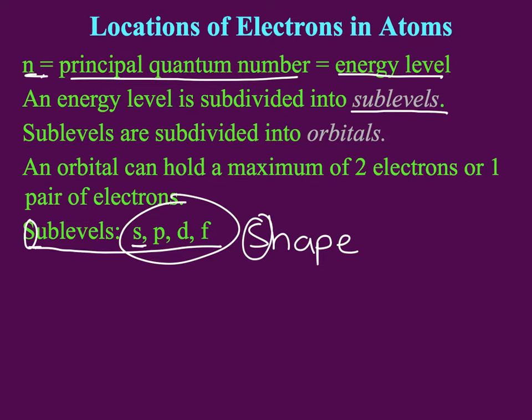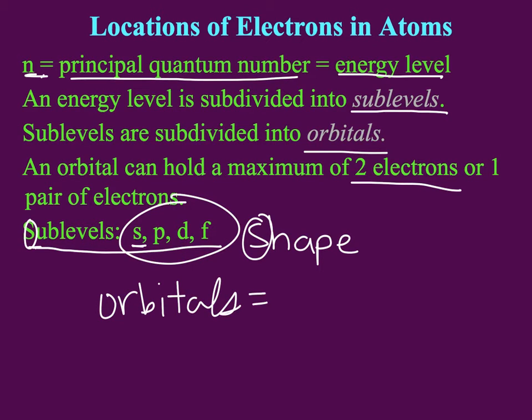Then these sublevels are broken down into what we call orbitals. And remember, each orbital can only hold a maximum of 2 electrons, 2 electrons into each orbital. The orbitals basically tell us the orientation in space. So orbitals will tell us the orientation of the electron cloud. Both of those begin with the letter O. And we're going to go through each one and talk about them in more detail.